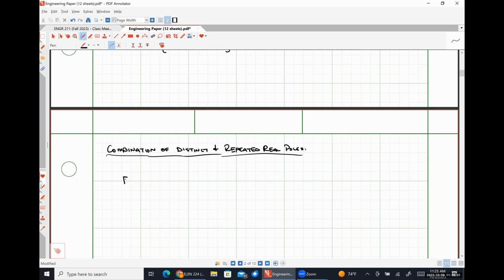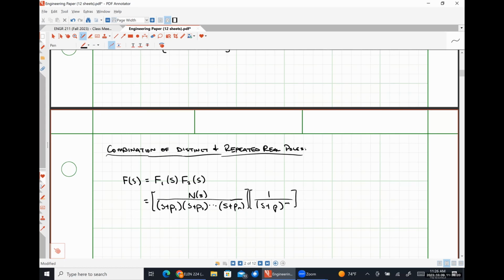So what if our function f of s could be expressed as some function f1 of s times some function f2 of s, where f1 of s was of the following form, where we had some numerator polynomial divided by s plus p1 times s plus p2 all the way out to s plus p sub n, times 1 over s plus p to the mth power, right? So we're splitting this up into two functions. One function has discrete real poles, and the second function has repeated real poles. And none of our discrete poles can be the repeated pole.